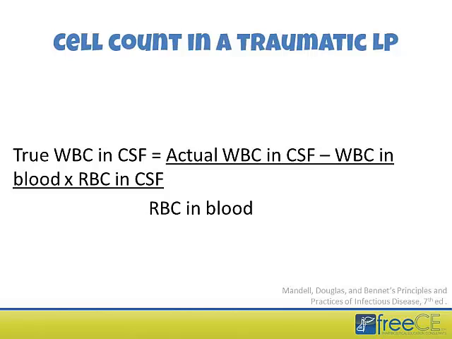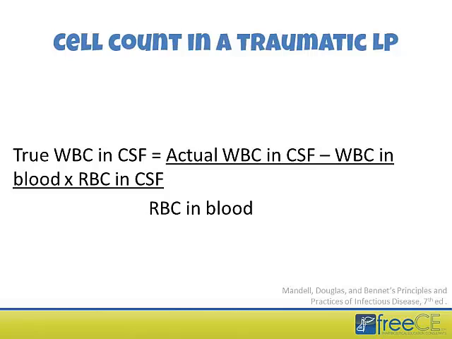be off, essentially. And so to calculate the true white blood cell count in the CSF, take the actual white blood cell count that's been reported, subtract the white blood cells that are in the blood, multiply this by the red blood cells in the CSF, and then divide by the red blood cells in the blood. So this equation will allow you to account for the traumatic LP and give you an actual count for your WBCs in your CSF during a traumatic tap.